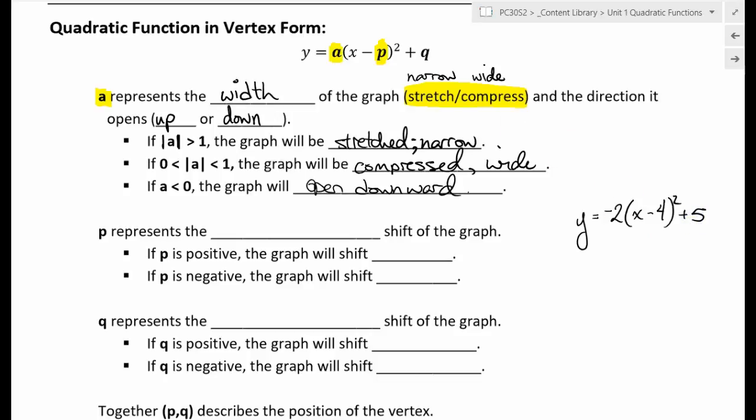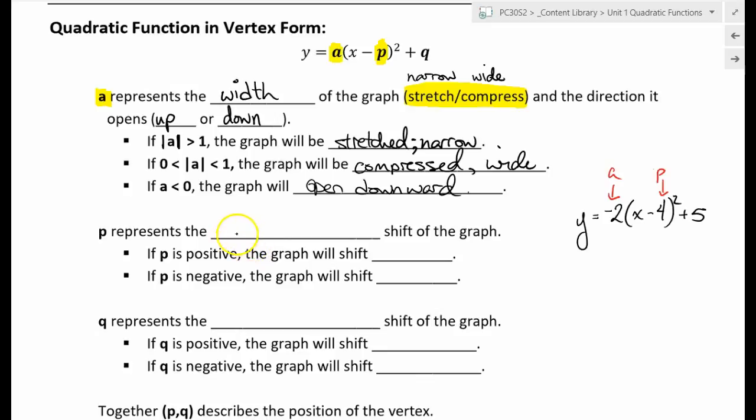So this is A. It means we're going to be opening downward because it's negative, and it's going to be stretched, so it's going to be a narrow parabola. P is our second value here. It gives us the x coordinate of our vertex. It also tells us basically how it shifts. So what does that look like?